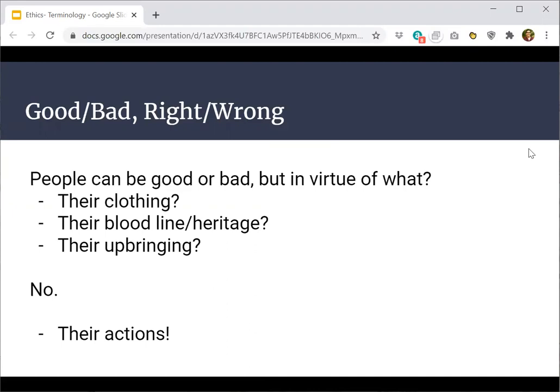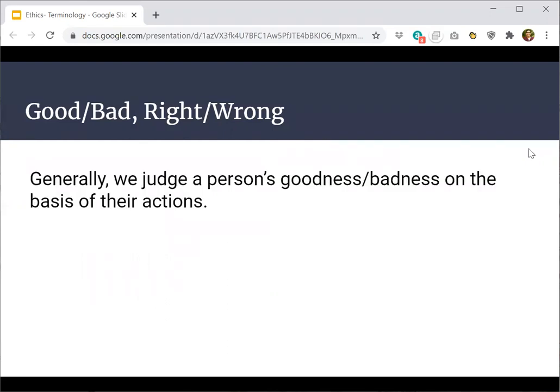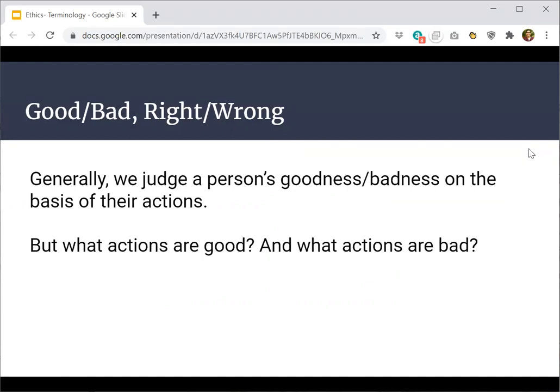It's what they do, right? People could have exactly the same upbringing, exactly the same bloodline or heritage, and wear exactly the same things. And if they're acting differently, then one could be good and the other could be bad. So it's their actions that make a person good or bad. Generally, we judge a person's goodness or badness on the basis of the actions that they undertake.